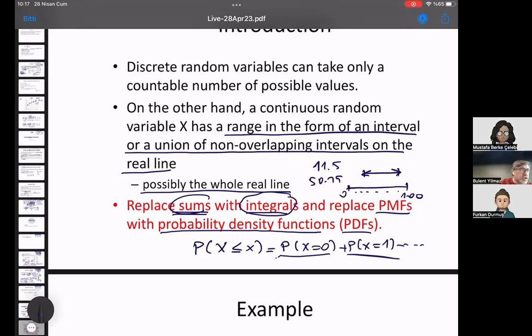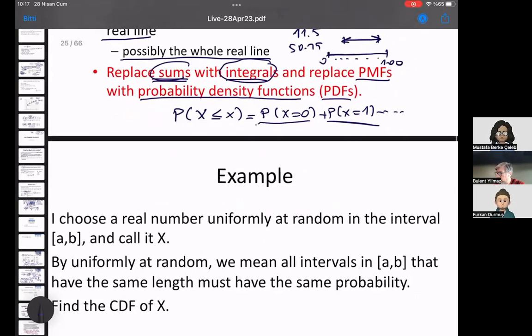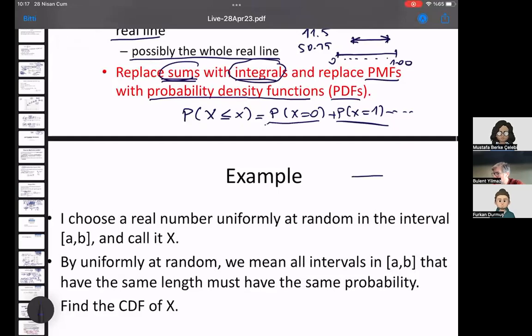Arkadaşlar, there is one trick about continuous random variables. We don't say, for example, I have a random variable, okay, between 0 and 1.